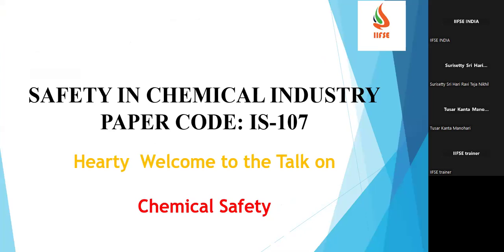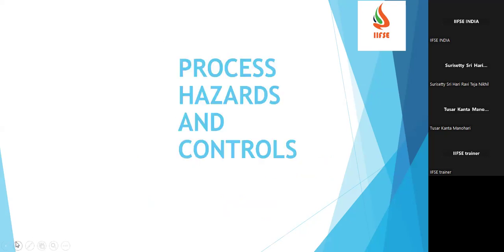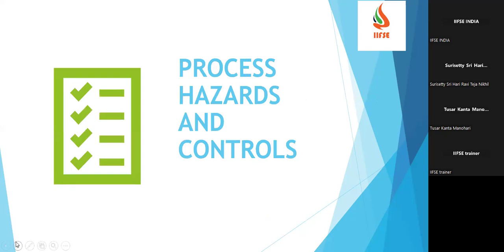Okay. Fine. We are in the fifth class on chemical safety. Yesterday we have seen the safety requirements with respect to handling of chlorine, ammonia, as well as LPG and also ethylene oxide. So today we're trying to cover a few more topics with respect to chemical safety. Starting with, we'll see today the process hazards and controls.